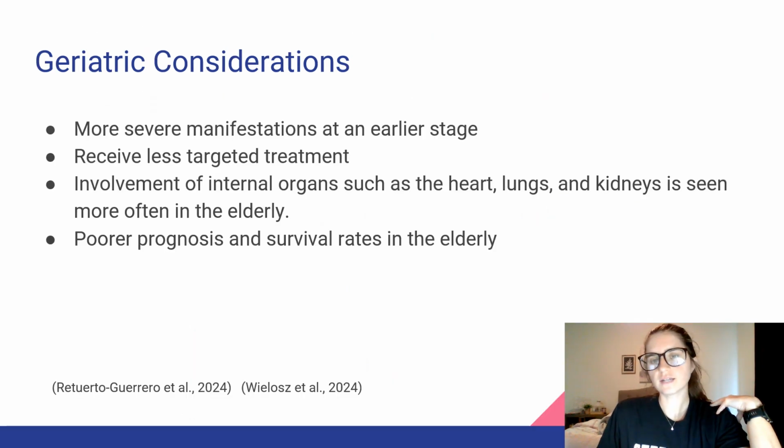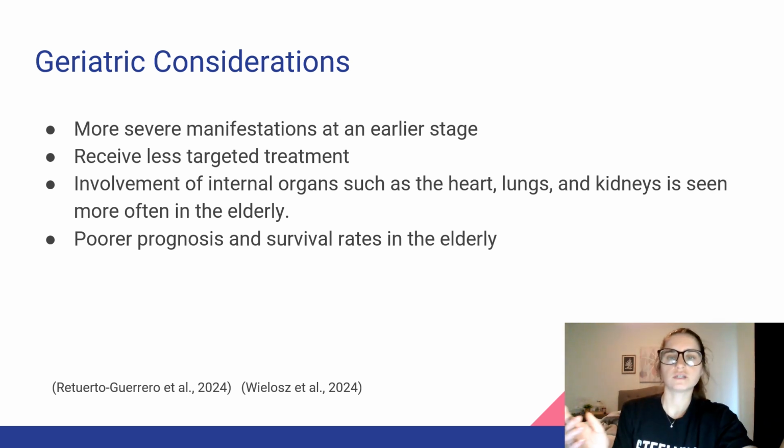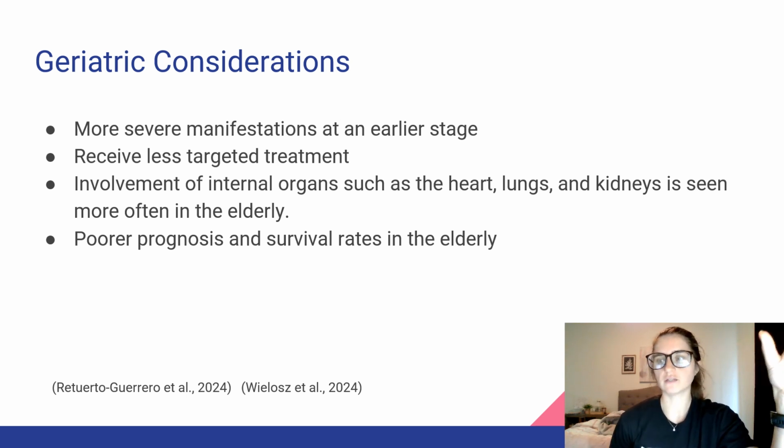And then lastly, we have geriatric considerations for these patients. So typically the elderly population with scleroderma, they'll have more severe manifestations at an earlier stage. So the progression of their disease is much faster, and they typically receive less targeted treatment. So they have a faster progression of disease, but receive less treatment because of their age, and it becomes like a risk versus benefit discussion.